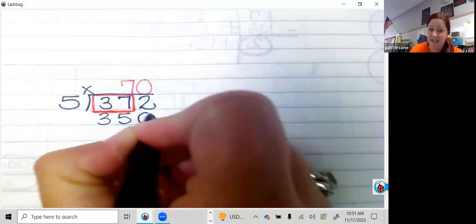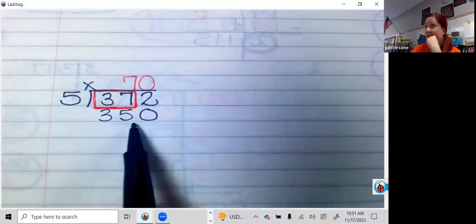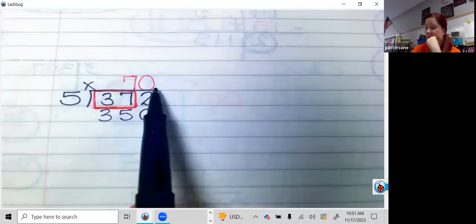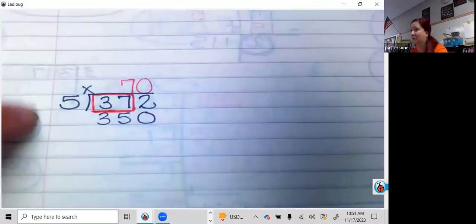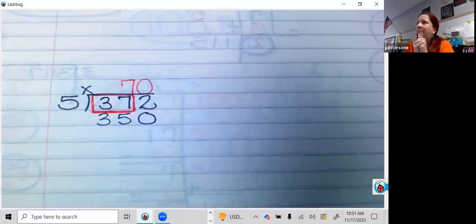35 tens. Are you seeing where the 35 tens came in? Because this is 7 tens times 5. I'm just making sure you're seeing where these numbers are coming from, and it's not looking like dark magic to you. Okay. I gave away 350 pieces of candy. What do I need to do? Subtract to see what I'm left with. All right, let's subtract.